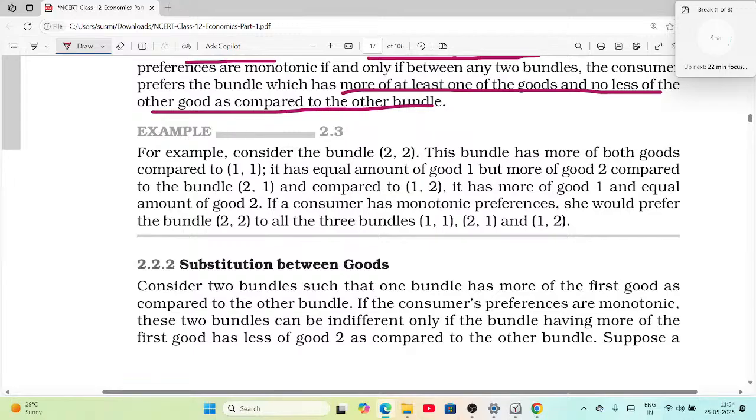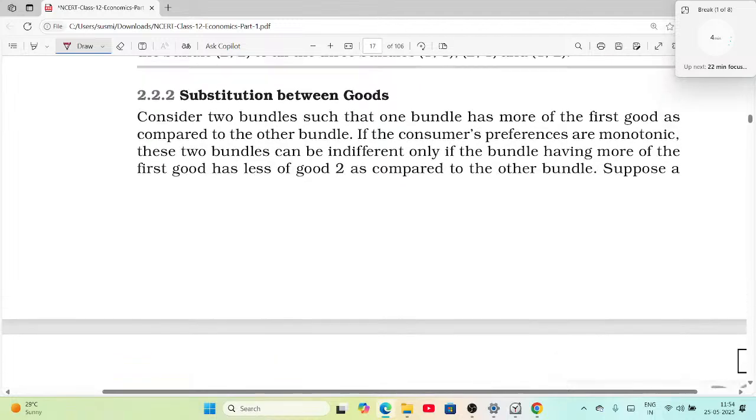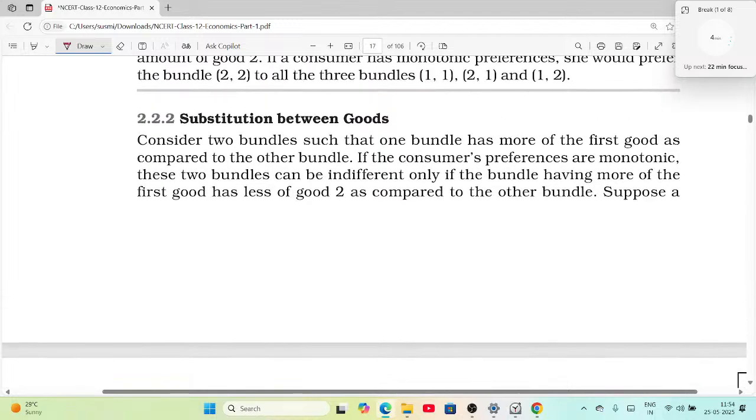For example, consider two bundles such that one bundle has more of the first good as compared to the other bundle. If the consumer's preferences are monotonic, these two bundles can be indifferent only if the bundle having more of the first good has less of good 2 as compared to the other bundle.